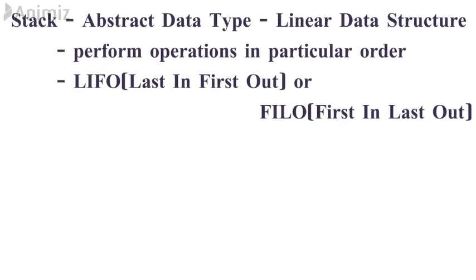Stack. Stack is an abstract data type. It is a linear data structure. The operations that are performed on the stack follow a particular order. What is that particular order? Last in, first out, or first in, last out. The element that has been inserted first will come out last. That is what is last in, first out, or first in, last out.